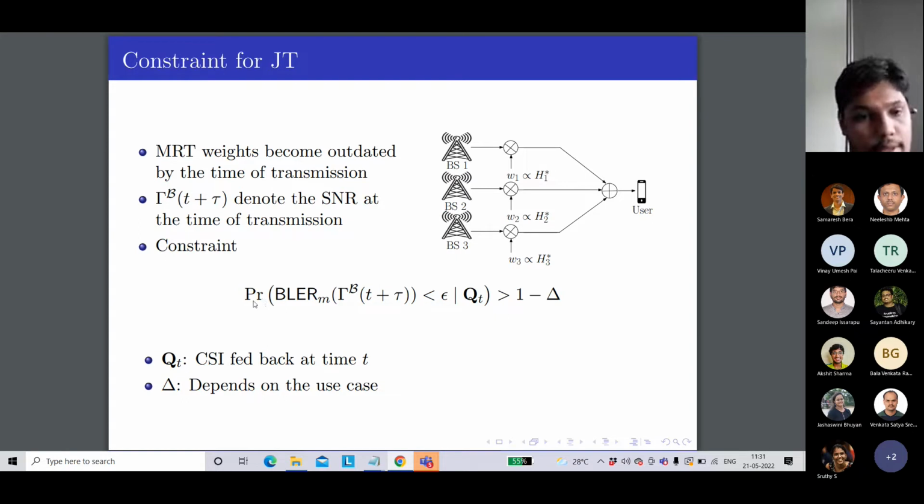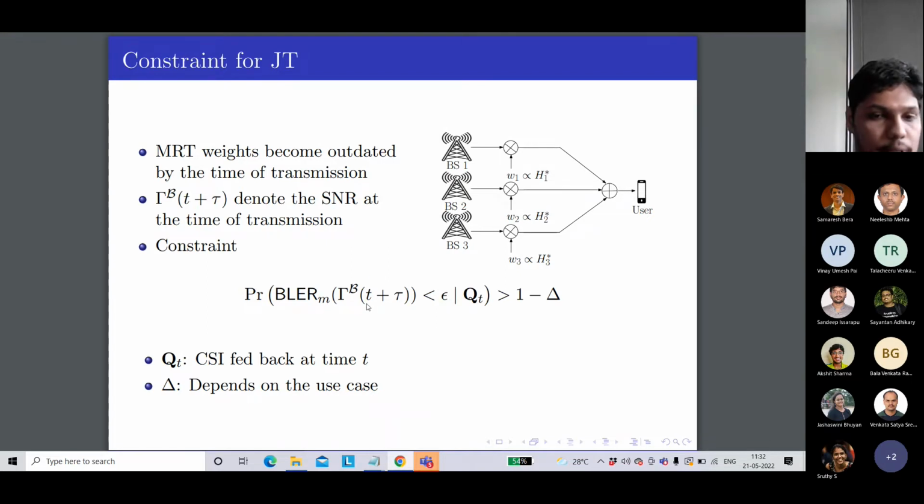We'll see how to interpret this. The probability that the block error rate of the MCS, with this being the SNR using the outdated MRT weights, should be less than epsilon naught given the channel state information at time t. This conditional probability should be greater than a threshold 1 minus delta. And this delta depends upon the use case. The more the delta, the tighter is the constraint. So now how to compute this conditional probability expression?